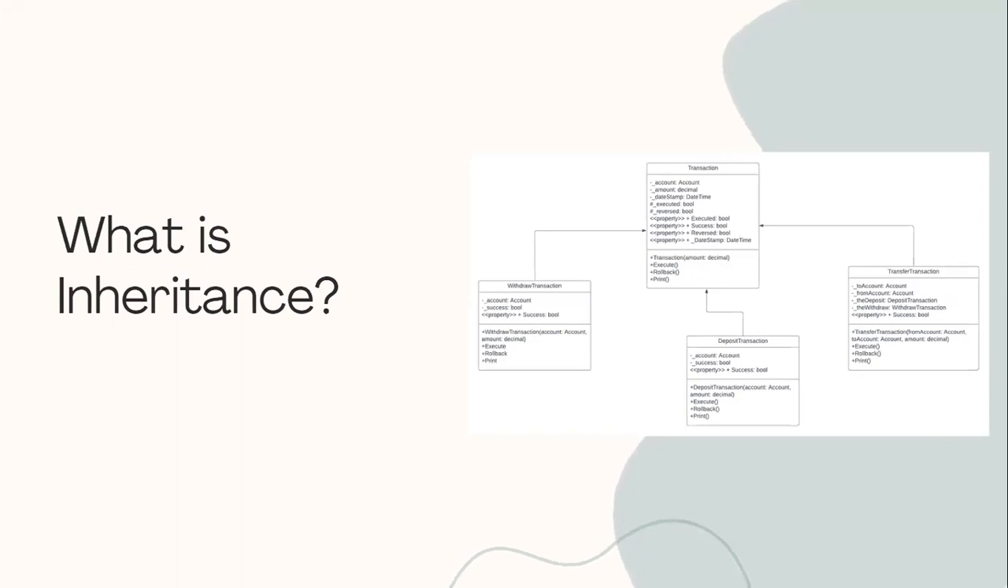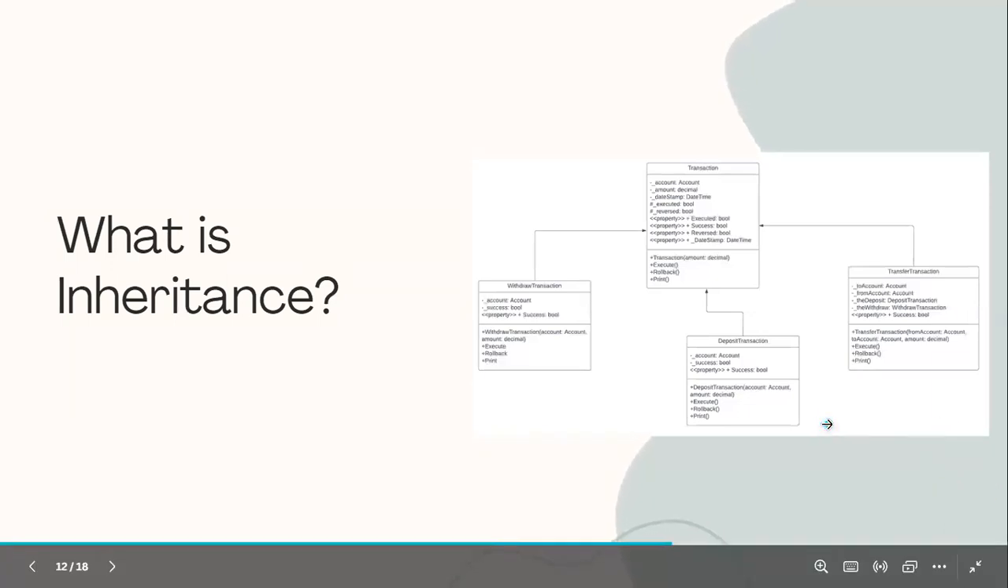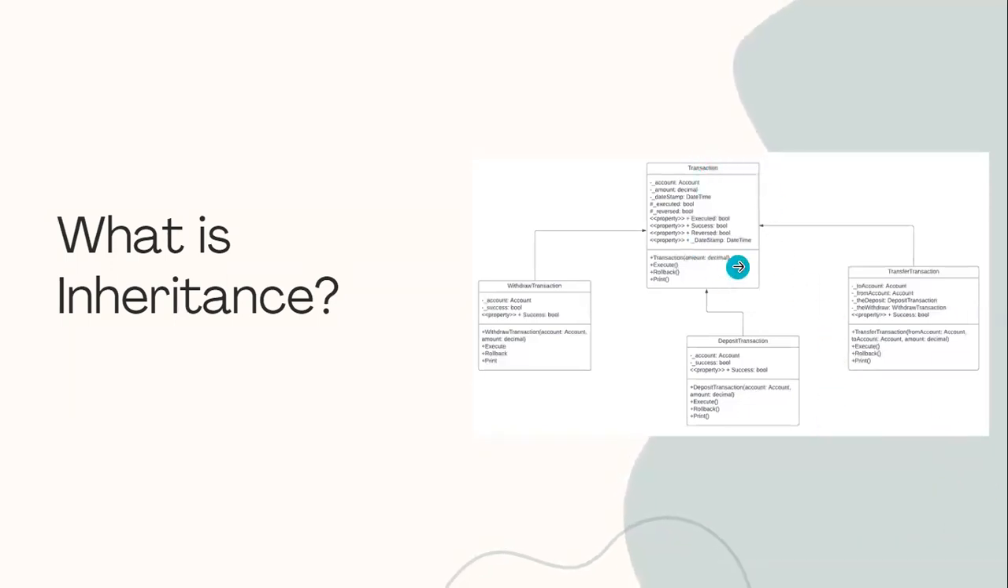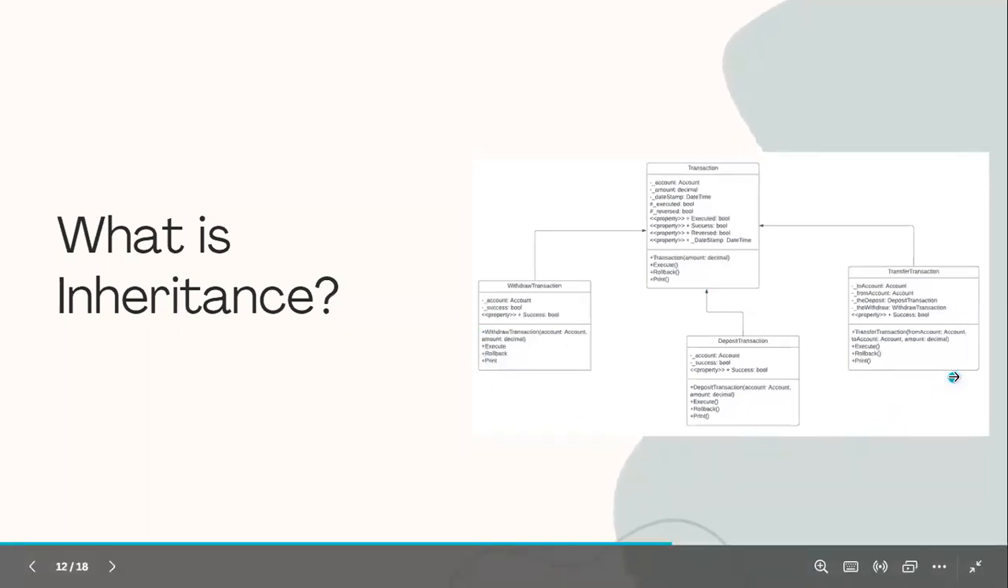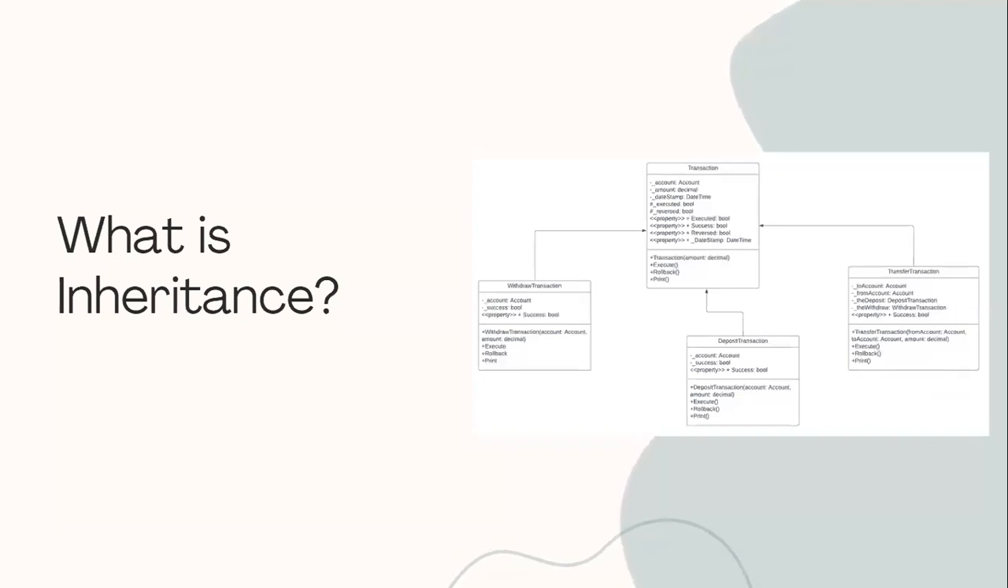In the context of object-oriented programming, inheritance is a fundamental concept where a new class inherits properties and behavior from an existing class. For example, as you can see in the image, a base class is called Transaction, with properties like account and amount. We can create derived classes WithdrawTransaction, DepositTransaction, and TransferTransaction that inherit these properties of the base Transaction class.